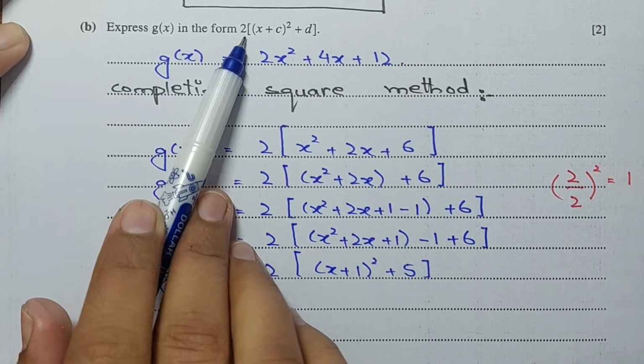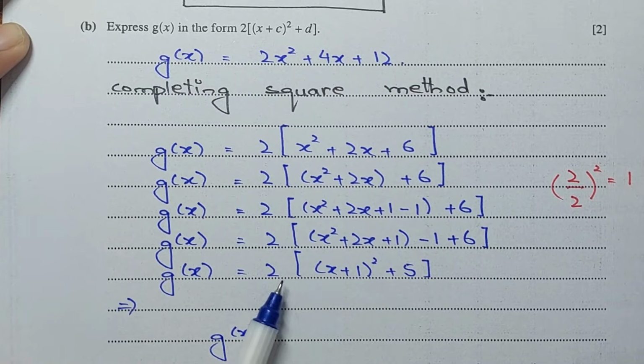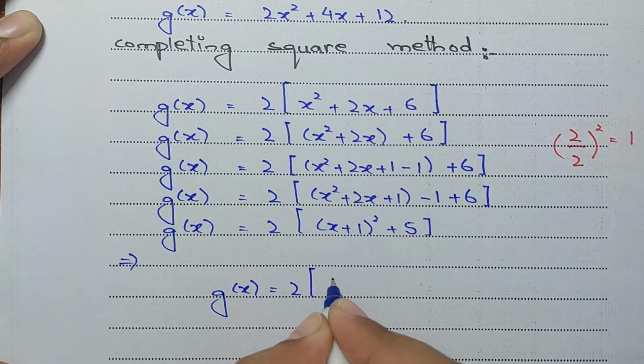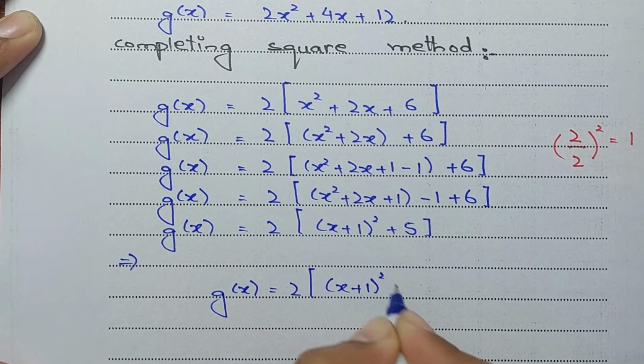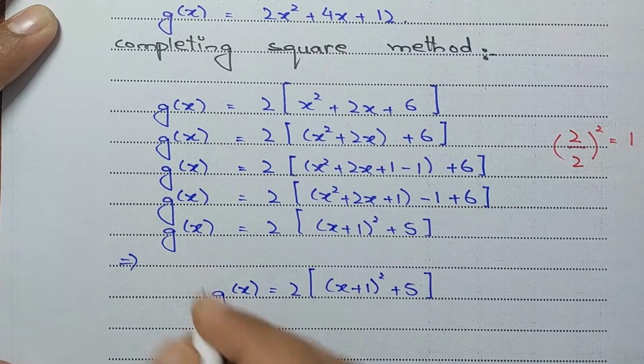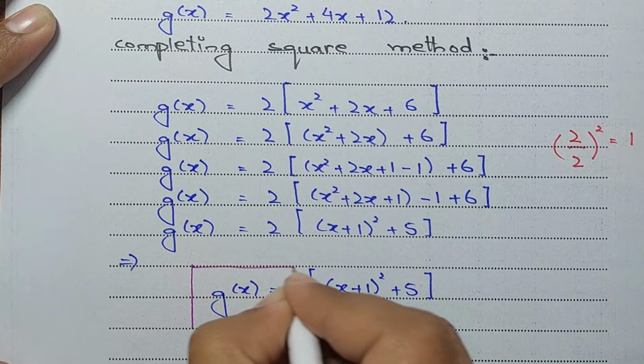Now this is in the form 2x plus c whole square plus d. C is 1 and d is 5. 2 into x plus 1 whole square plus 5. This is the expression for g of x.